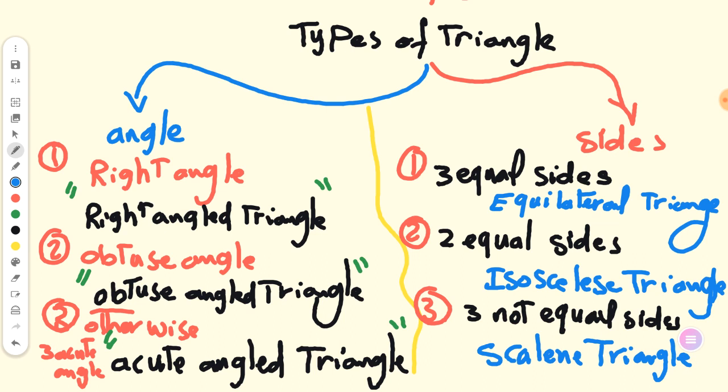And if I want to call it by its side lengths, if it has three equal sides, we call it an equilateral triangle. If it has only two equal sides, we call it an isosceles triangle. Otherwise, with three different sides, we call it a scalene triangle. So this is a small brief about angles and triangles, okay?